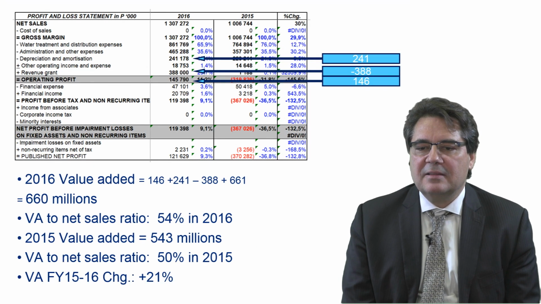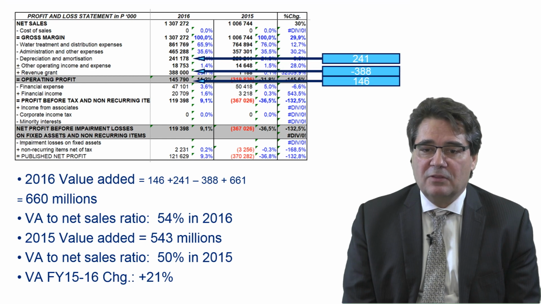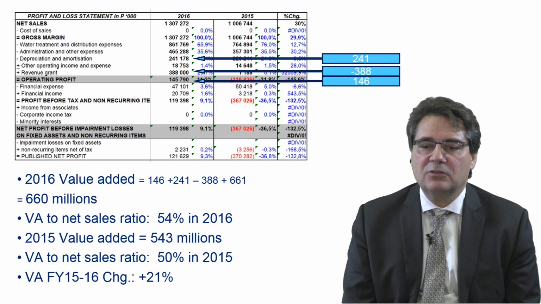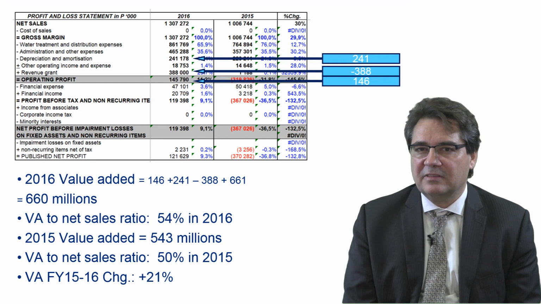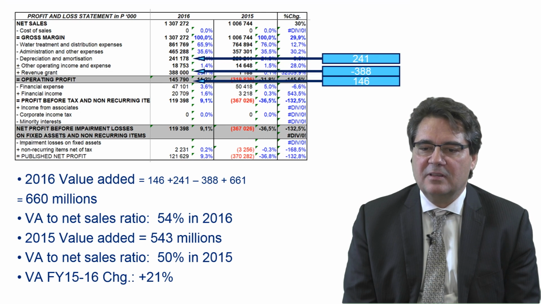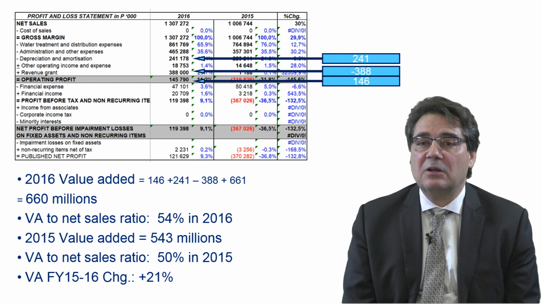The P&L of the company does not provide for added value. So we have to compute it by adding depreciation and amortization and deducting revenue grant to operating profit. We have to add 661 million staff costs, whose amount is available in the notes to the financial statement. Value added has risen by 21% between 2015 and 2016, at a slower pace than sales. The value added to net sales ratio has increased as well. This highlights the fact that the company has reduced outsourcing from a general point of view, but it is not very useful to draw a conclusion from only 2 years.